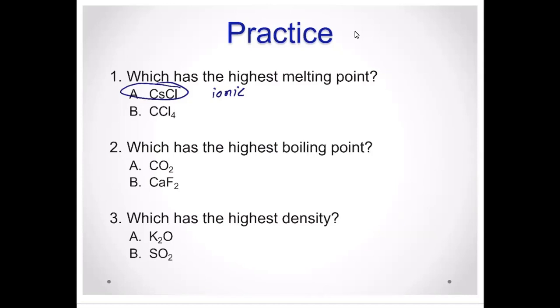Carbon dioxide, 2 nonmetals, that's molecular. Calcium and fluorine, metal, nonmetal, this is the higher boiling point. Which has the highest density? So again, the ionic compound has the higher density. Potassium's a metal, oxygen's a nonmetal, that one's ionic. The other is 2 nonmetals, that one's molecular. So choose the ionic compound.